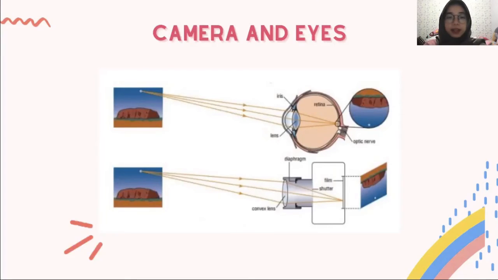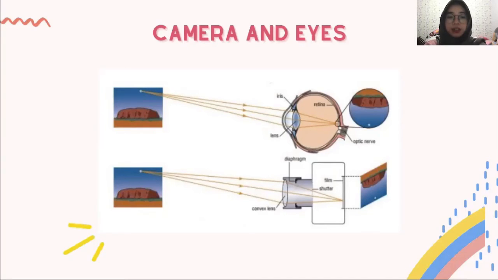There are some similarities between the camera and our eyes. First, they have a convex lens. Then, the properties of the image produced by the lens and our eyes are the same, namely real, inverted, and reduced. Only the eye has graininess that changes the image produced. Then, both have a place where the image falls. In the eyes, the image falls on the retina, while in the camera, the image falls on the film plate.